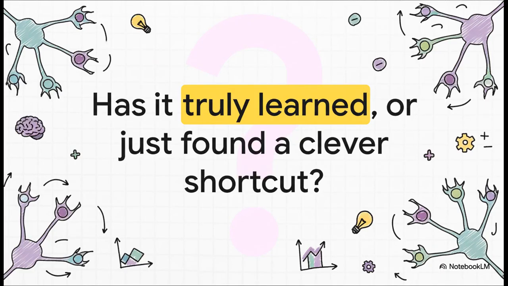And this brings us to our final and kind of provocative question. When a network does really well on data it has never seen before, has it achieved something like genuine understanding? Or is it just an incredibly sophisticated pattern matcher that's found some clever statistical shortcut that we just haven't figured out yet? It's a question researchers are still grappling with, and it really sits at the very heart of what it means for a machine to learn.